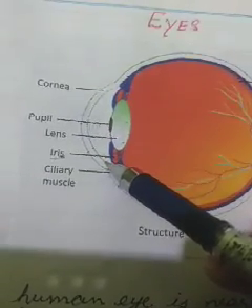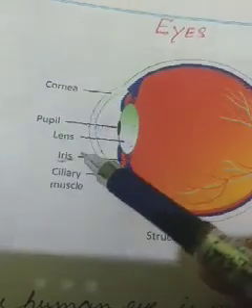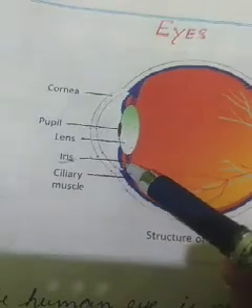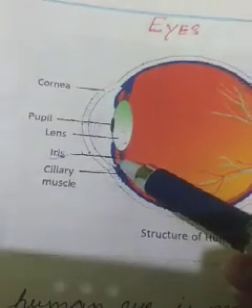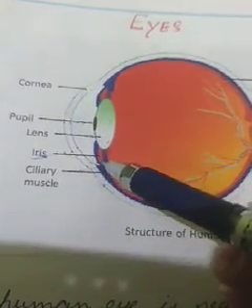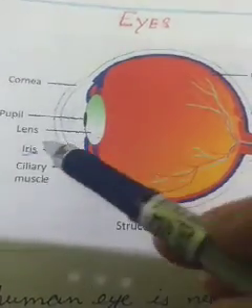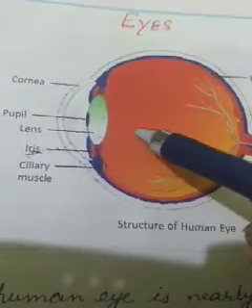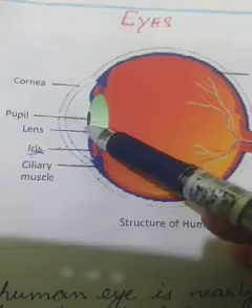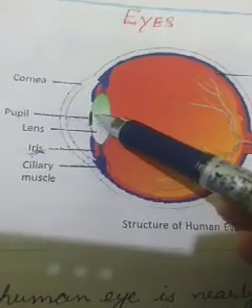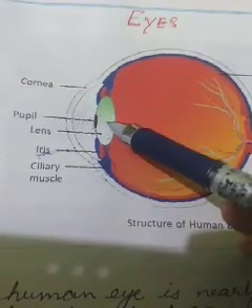dark colored muscular diaphragm called the iris. The iris is responsible for the characteristic color of the eyes of a person. Like some people have grayish eyes, and some have black or brown eyes. That is due to this pigmented structure, the iris. A small opening is present in the center of the iris that is called the pupil, and the pupil appears black in color.